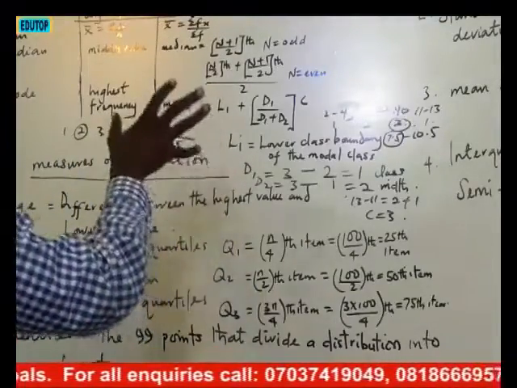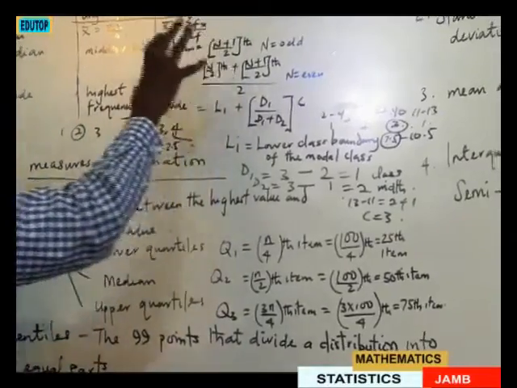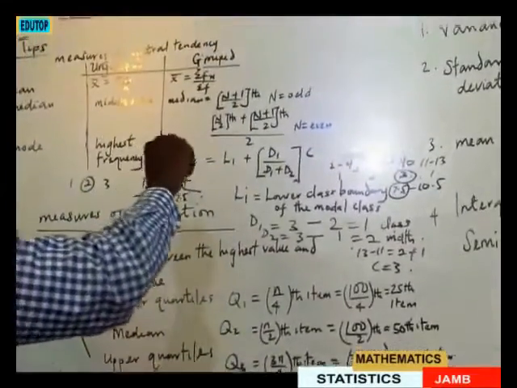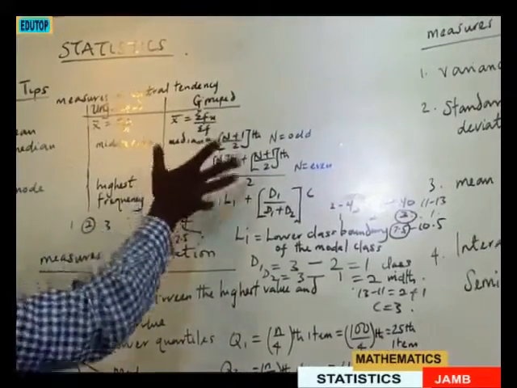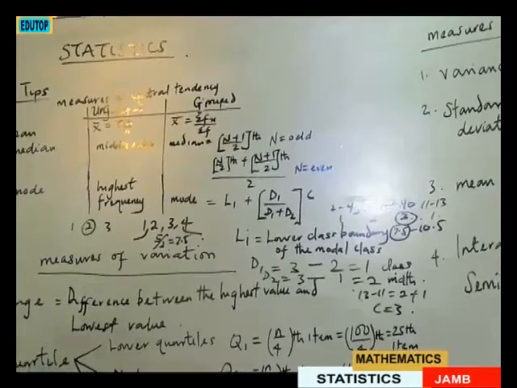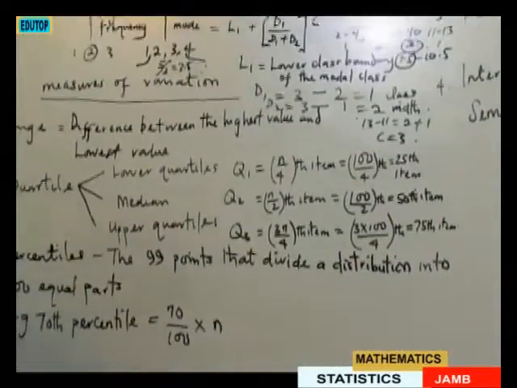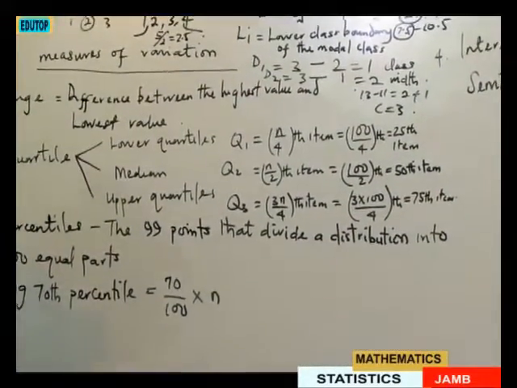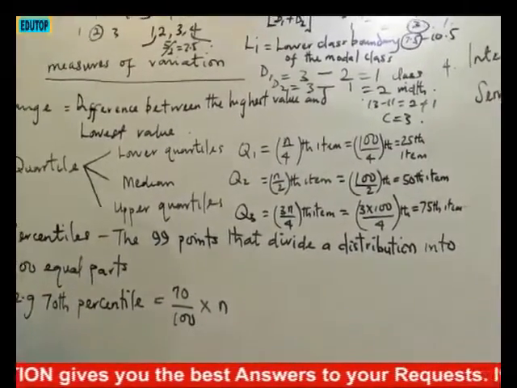That is why, on this note, if you are to survive as far as measures of central tendency is concerned, you are to make sure that you memorize all these formulae which will help you. Then let's talk about measures of variation. That is another one. Under the measures of variation, we have range, we have quartile, then we have percentiles.